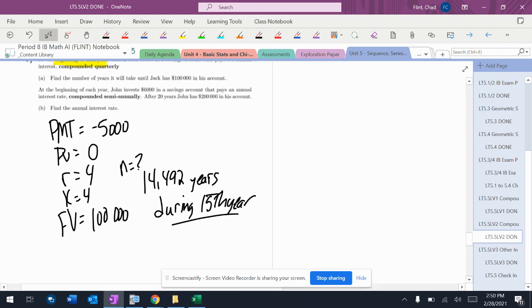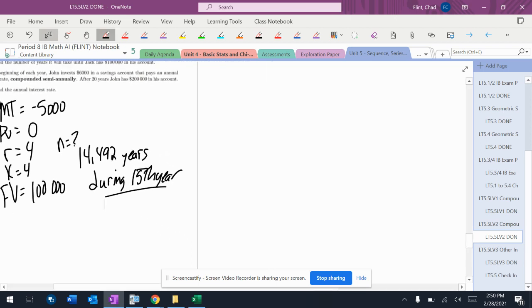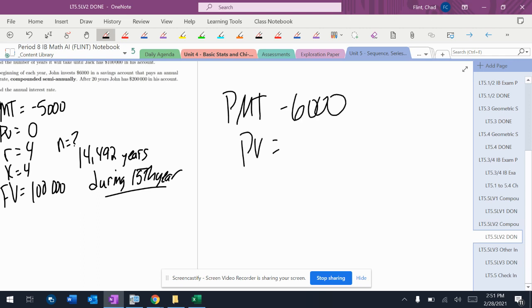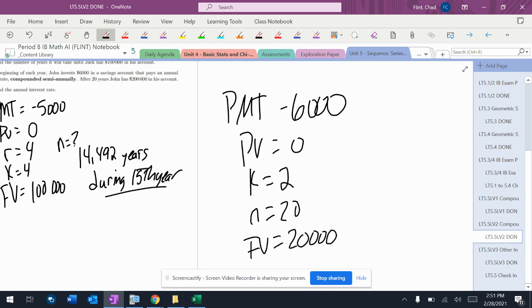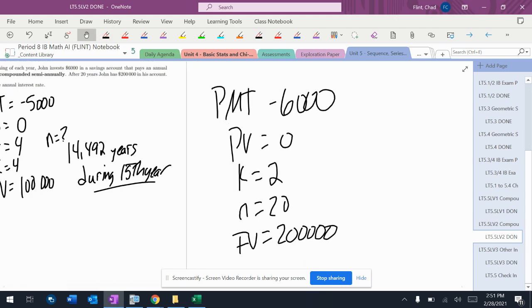At the beginning of each year, John invests 6,000 in the savings account that pays an annual interest rate. In 20 years, he has 200,000 in his account. What's the rate? So the payment is negative 6,000. Present value is nothing. There's nothing in there. We don't know the interest rate. It's compounded semi-annually, so it compounds twice a year. N is 20, and the future value is 200,000. And it wants to know what's the interest rate.